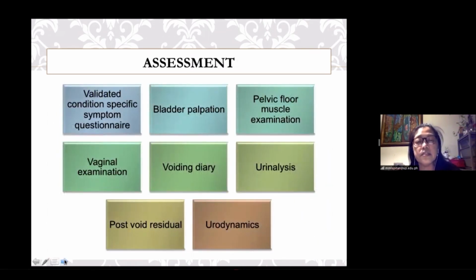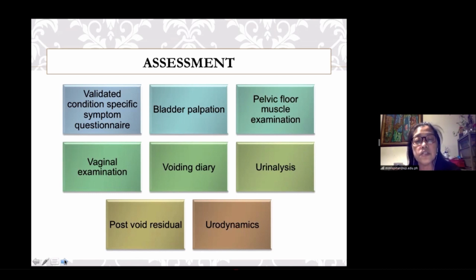Now, assessing the lower urinary tract symptoms in women involves many things. It is recommended that history taking involve the use of validated condition-specific symptom questionnaires such as the ICS-FLUTS, OABSS, among many others, as part of the normal history taking. Now, bladder palpation is particularly important when suspecting detrusor underactivity or bladder outlet obstruction. Completing a voiding diary is a critical tool for the assessment of the overactive bladder. Urinalysis, on the other hand, screens for urinary tract infection, which could present as lower urinary tract symptoms in women.